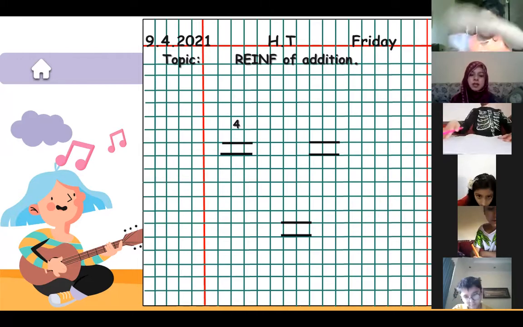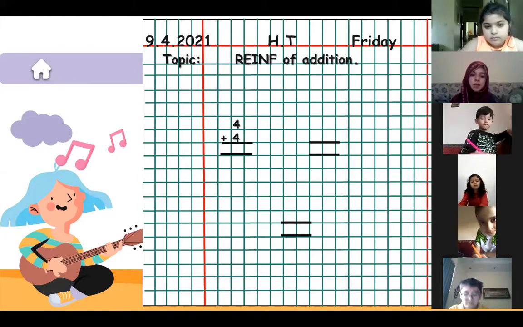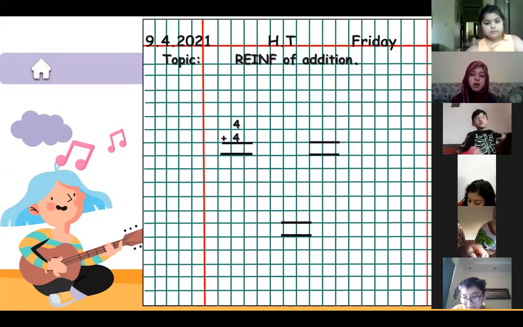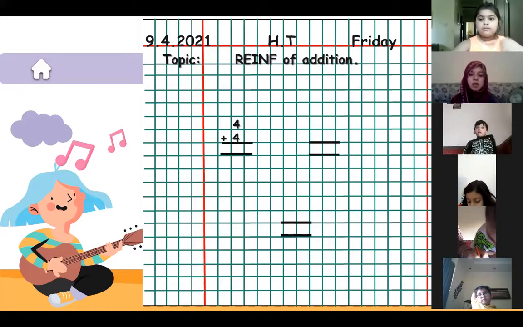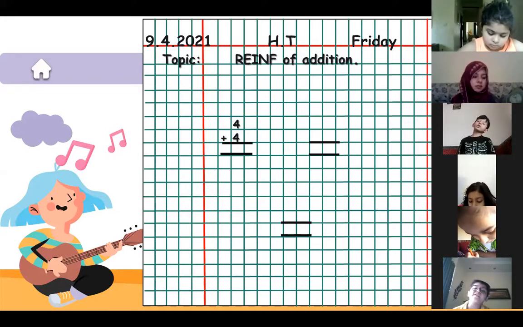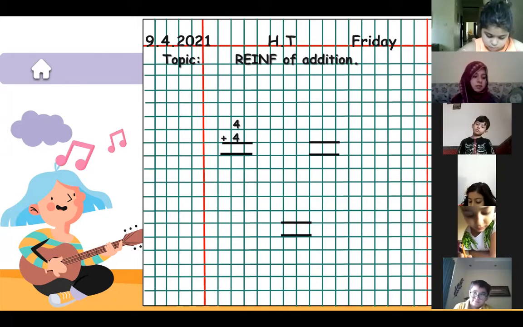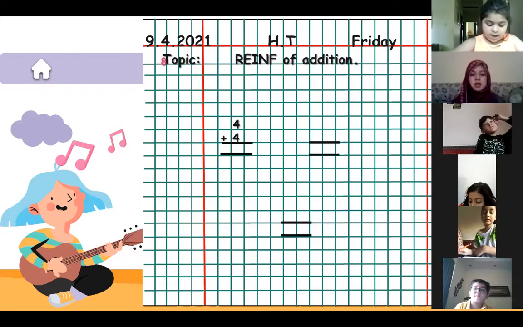Then how many numbers are we going to add to 4? 4 plus 4. It's 8. Yes, it's so easy, ma'am. We have done this. Make 4 lines with number 4, and again make 4 lines with number 4. Then count them together, you will get your answer. Ma'am, it's 8. Your answer is 8. Write number 8 between the lines.